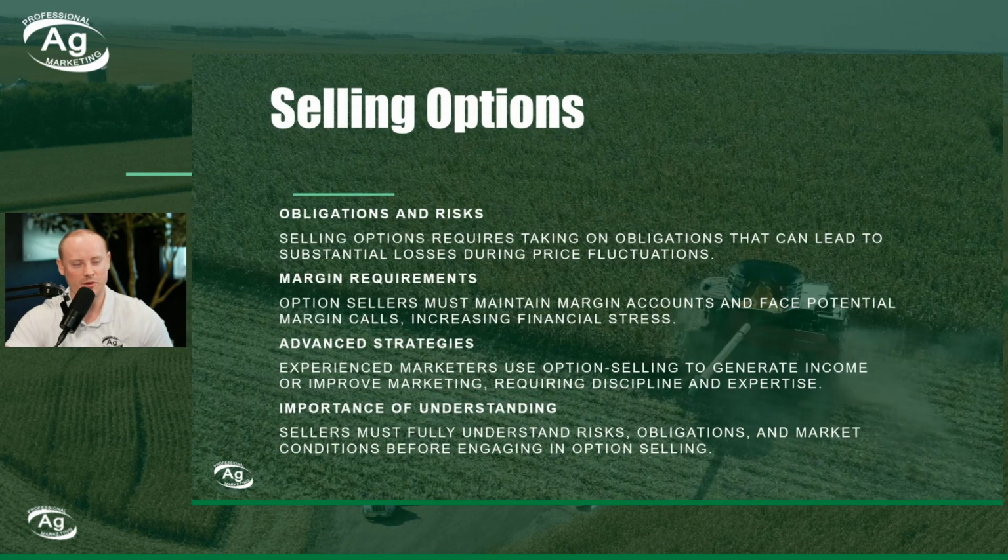And to build on that a little bit here, let's talk about selling options because this can be a really confusing part as well. We're going to talk about obligations and risks first. Selling options requires taking on obligations that can lead to substantial losses during price fluctuations. And with that being said, buying an option, you only risk what premium you pay, whether you buy a put or a call. The most you're going to lose is that premium that you paid. When you sell an option, your max profit is going to be what you collect on it, that premium. The maximum amount you could lose is unlimited.